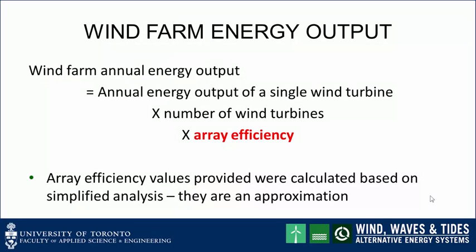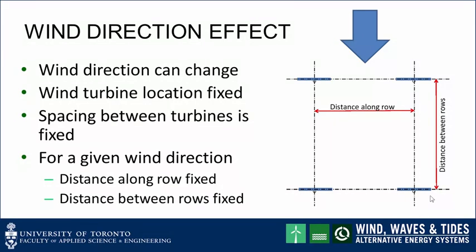So we can now take the numbers in that table, or array efficiencies from another source or calculated, and estimate the annual energy output of a wind farm. It is equal to the annual energy output of a single wind turbine, again for a turbine with no others around it, so unaffected by interference from other wind turbines, times the number of wind turbines times the array efficiency. Just to remind you that the array efficiency values provided are calculated based on a very simplified analysis, so they're an approximation. Once you've installed the wind turbines with a particular spacing, you can't move them around.